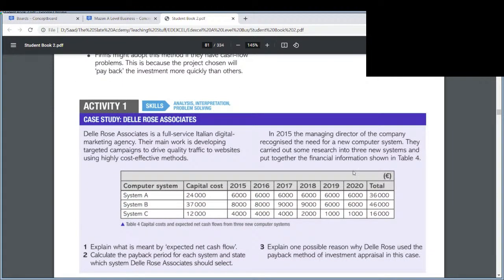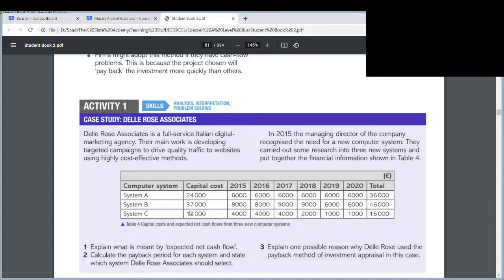So for example, these are three investments that are given. In the first one, you will have 6,000 return each year for 6 years. And the initial capital investment that you have to do is 24,000. This is cash outflow.